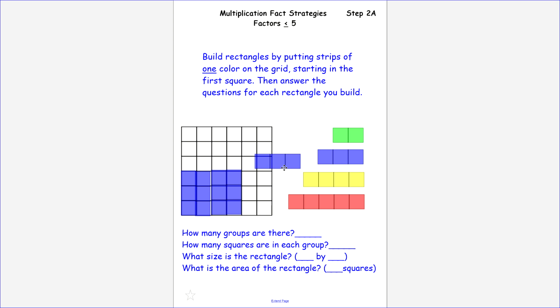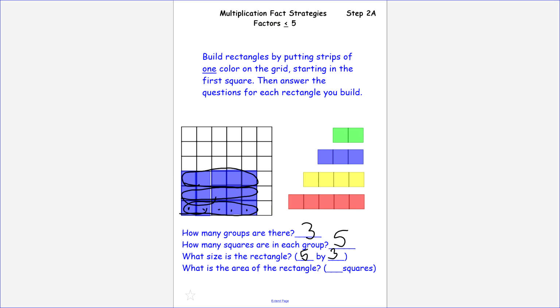Here, let's take another one of these blue 3 strips. I'll go ahead and turn this on its side. And let's go ahead and think about this rectangle. How many groups are there? 1, 2, 3 groups. And how many are in each group? 1, 2, 3, 4, 5. 5. So this is a 5 by 3 rectangle.